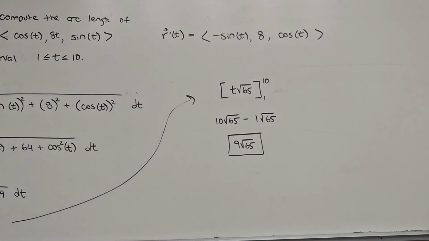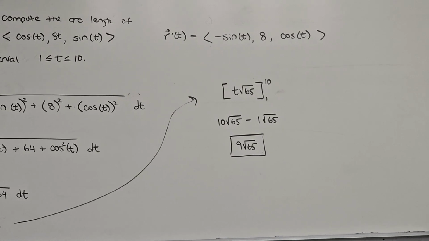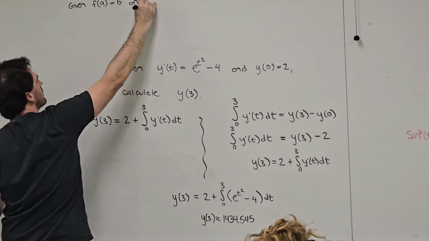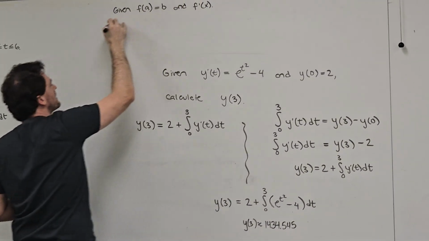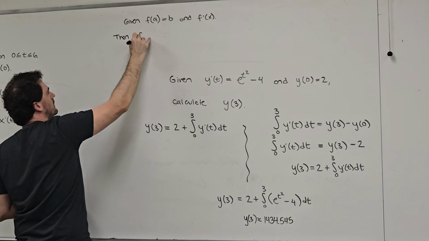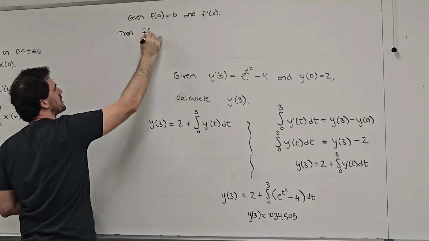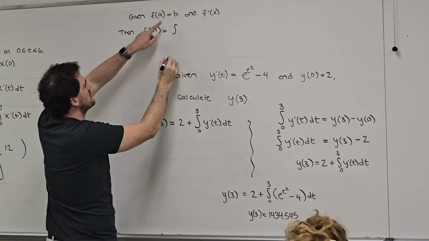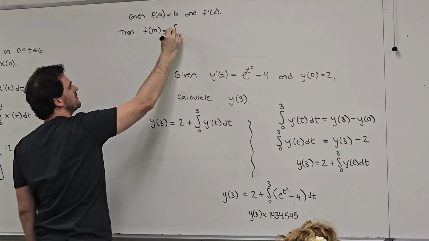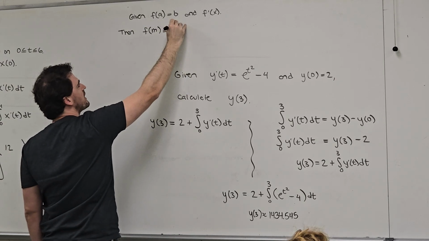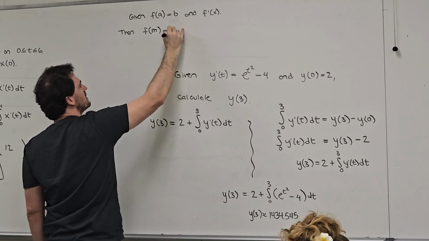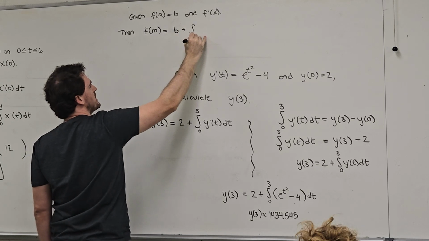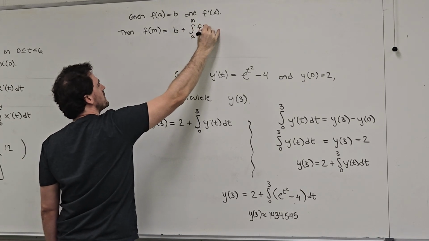Yeah, so let's find a way of kind of generalizing this idea over here. So if you have f of a equals b and f prime of x, and f of whatever you want to call it, m, is going to be the y all the way up to the m value. It'll be b plus the definite integral from a to m of f prime.